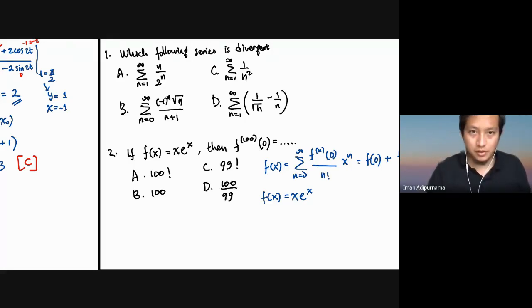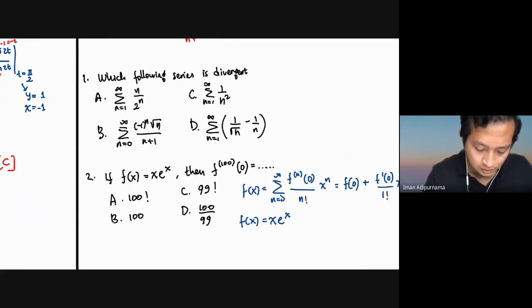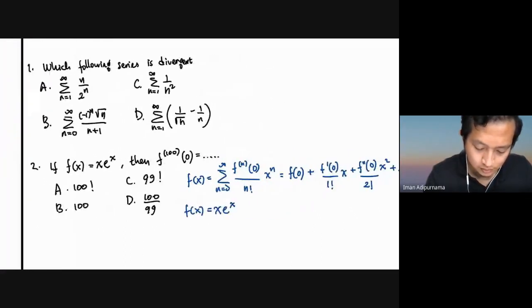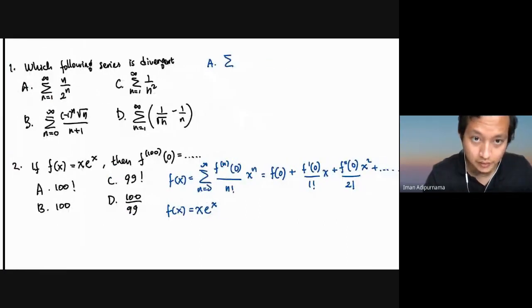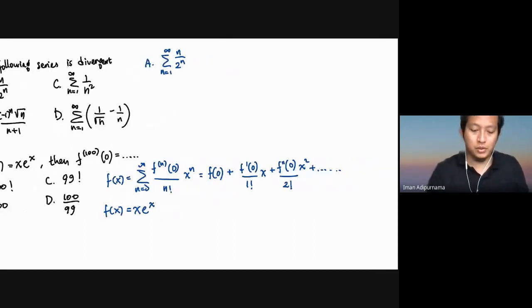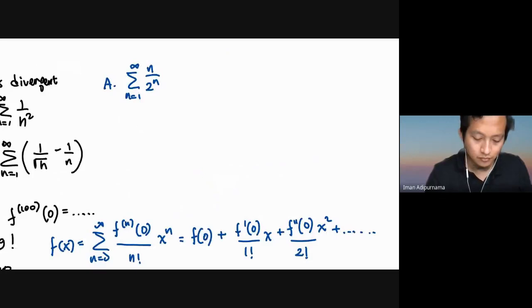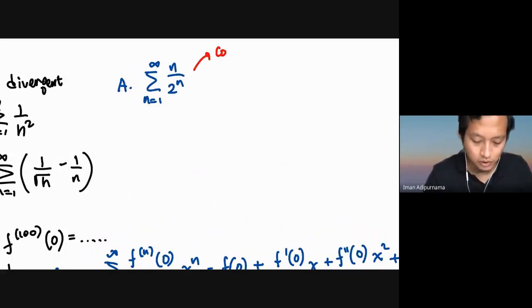Okay, let me take some for each. Let's say from A, we have n divided by 2 with power of n. When you see this series, you can check with comparison test if you want, or you can just go to ratio test if you want.